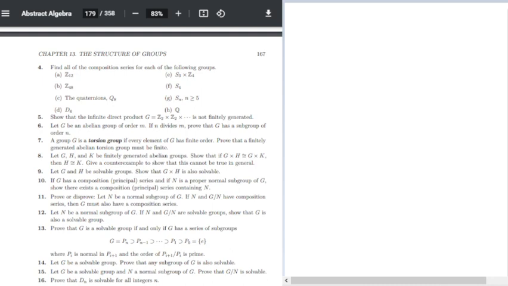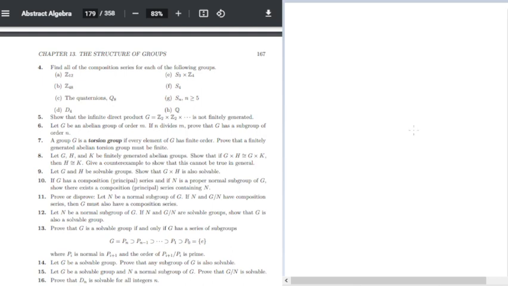I'm just not going to worry about all this for now, because I don't like computations. I'm way too tired for late night computations. So we're going to just assume that 4 has been solved for us. Now, show that the infinite product G equals Z2 times Z2 all the way is not finitely generated.